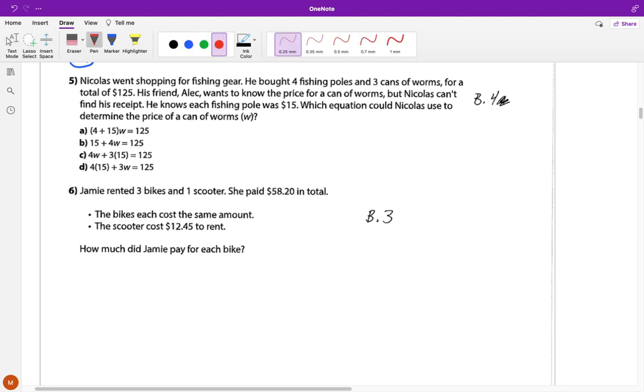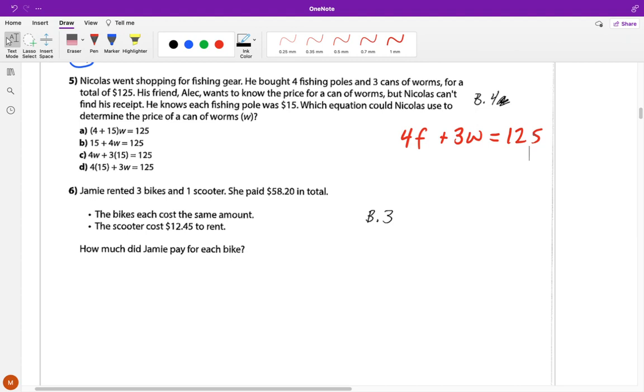So I'm just going to start from the beginning. He bought 4 fishing poles and he bought 3 cans of worms. So I know 4, and I'm just going to say F for fishing poles, plus 3 cans of worms, W. That's what we know that he bought, and we know that he spent a total of $125. So I'm just first writing it out like this.